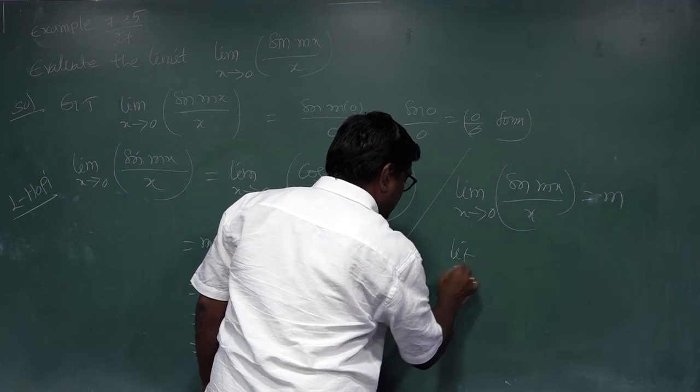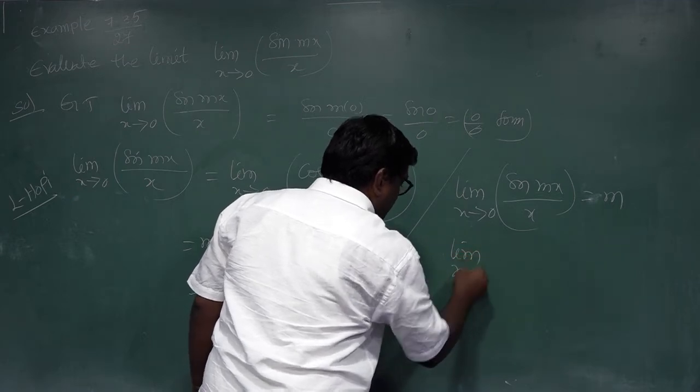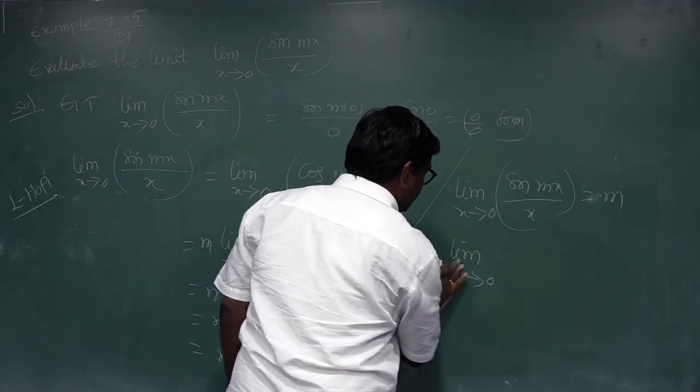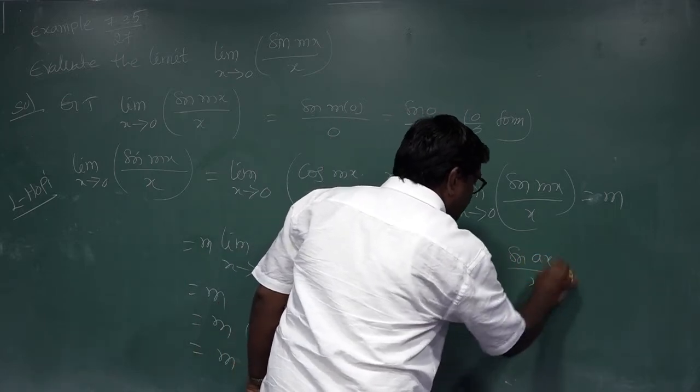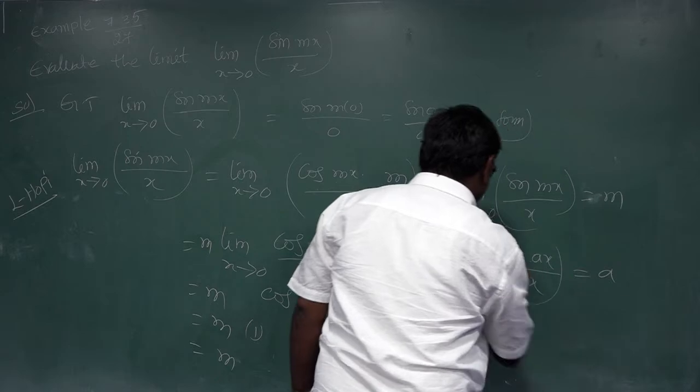This limit as x tends to 0 of sin ax by x equals a. This is the formula.